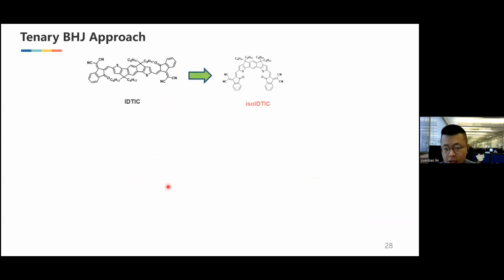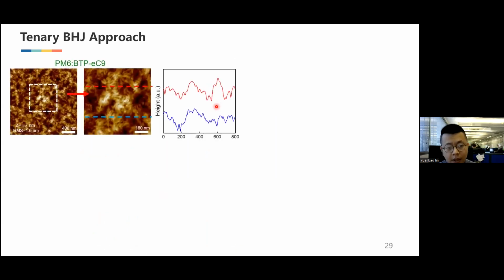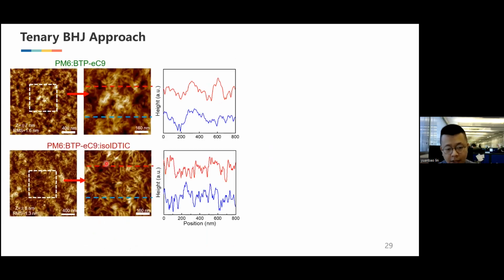So we synthesized iso-IDIC, and after testing this material with AFM, we can see a very clear fibrous structure. But if we test BTP-eC9, because the Y series easily aggregates after annealing, we cannot see the fibrous structure in BTP-eC9. So we tried putting this iso-IDIC as the third component in the PM6:BTP-eC9 system. For PM6:BTP-eC9, we can see the fibrous structure, but with the iso-IDIC, this fibrous structure is more clear, sharper and more distinct.